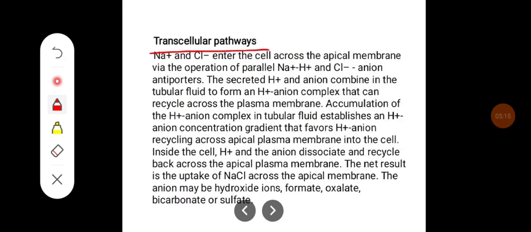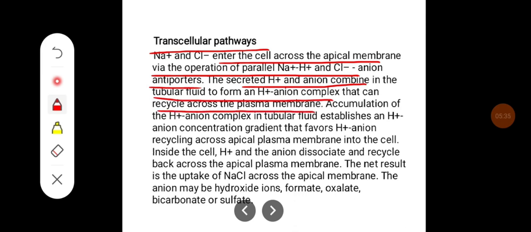In the transcellular pathway, sodium and chloride enter the cell across the apical membrane via operation of parallel sodium-hydrogen and chloride-anion antiporters. The secreted H plus ions and anion combine in the tubular fluid to form an H plus anion complex that can recycle across the plasma membrane. Accumulation of the H plus anion complex in the tubular fluid establishes the H plus ion concentration gradient that favors the H plus anion recycling across the apical membrane to enter into the cell.